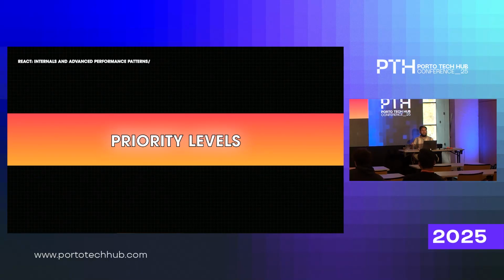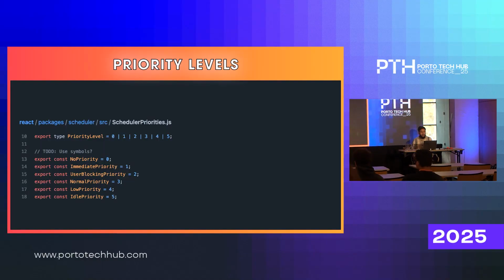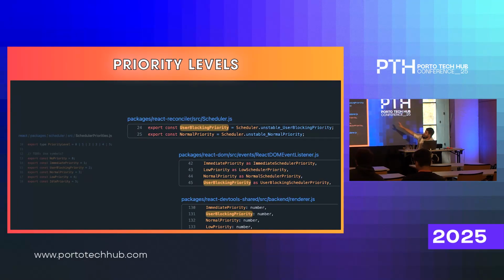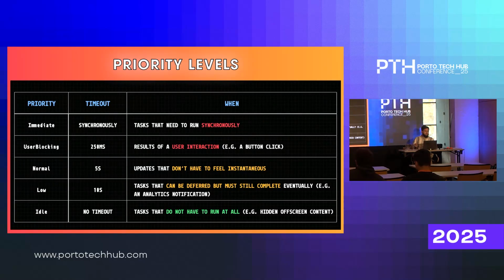Another very, very interesting concept that lives in the same part of the code are the different priority levels. You can find them in the source of the React scheduler, and you can see that, again, all of them have an assigned number. You can find the same things all over the reconciler, React DOM itself, and React DevTools. You can find all of those different priorities, and basically, they will have different timeouts assigned to them.